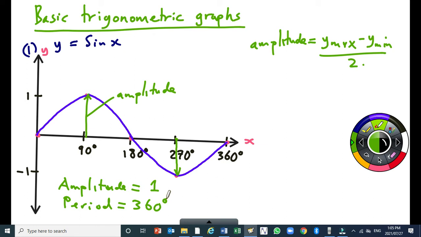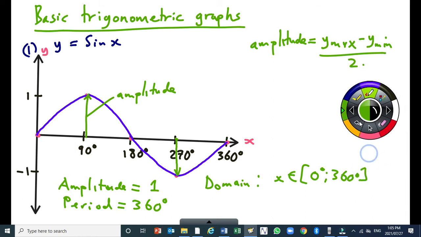Generally, last year you were only sketching between 0 and 360, but this graph can be sketched from minus infinity up to positive infinity. Then let's move on to the domain. Our domain here is from 0 to 360. So we can just write it as x is an element from 0 degrees to 360 degrees. I've used the interval notation there.